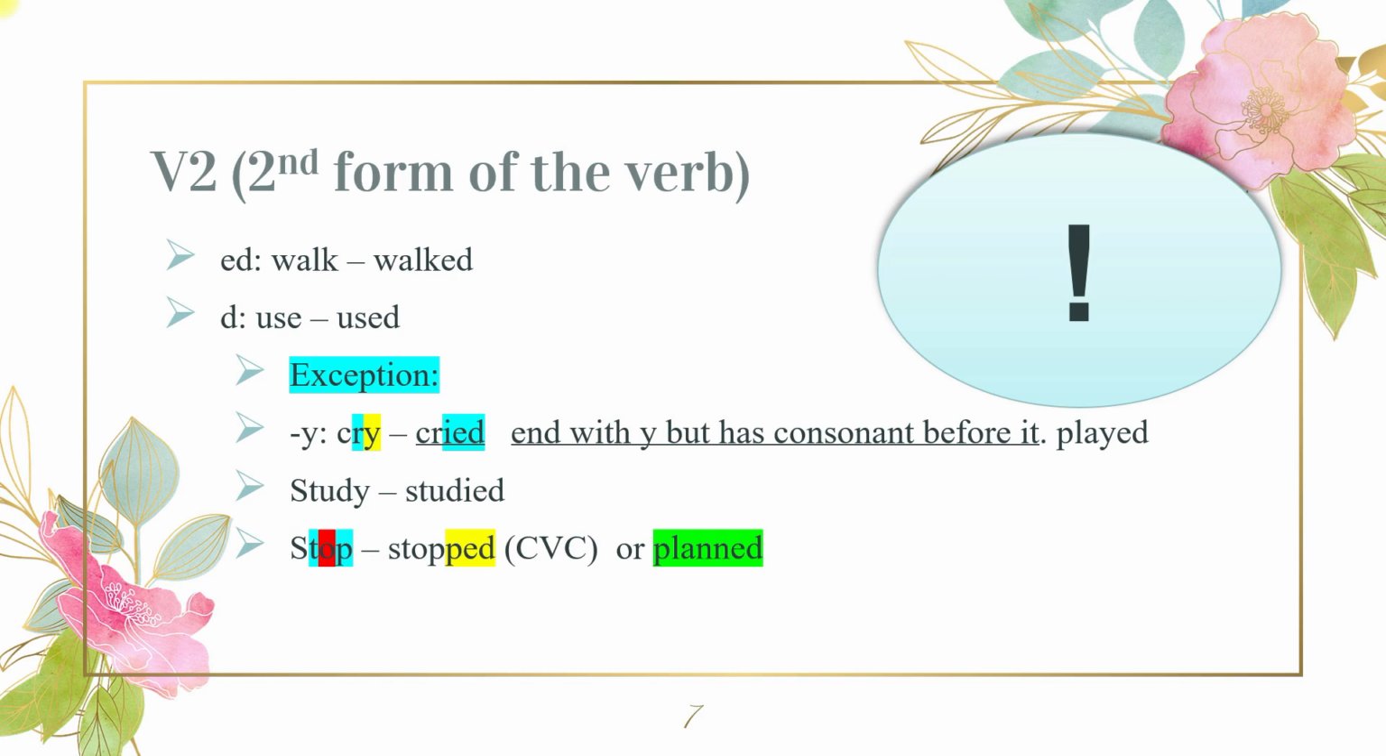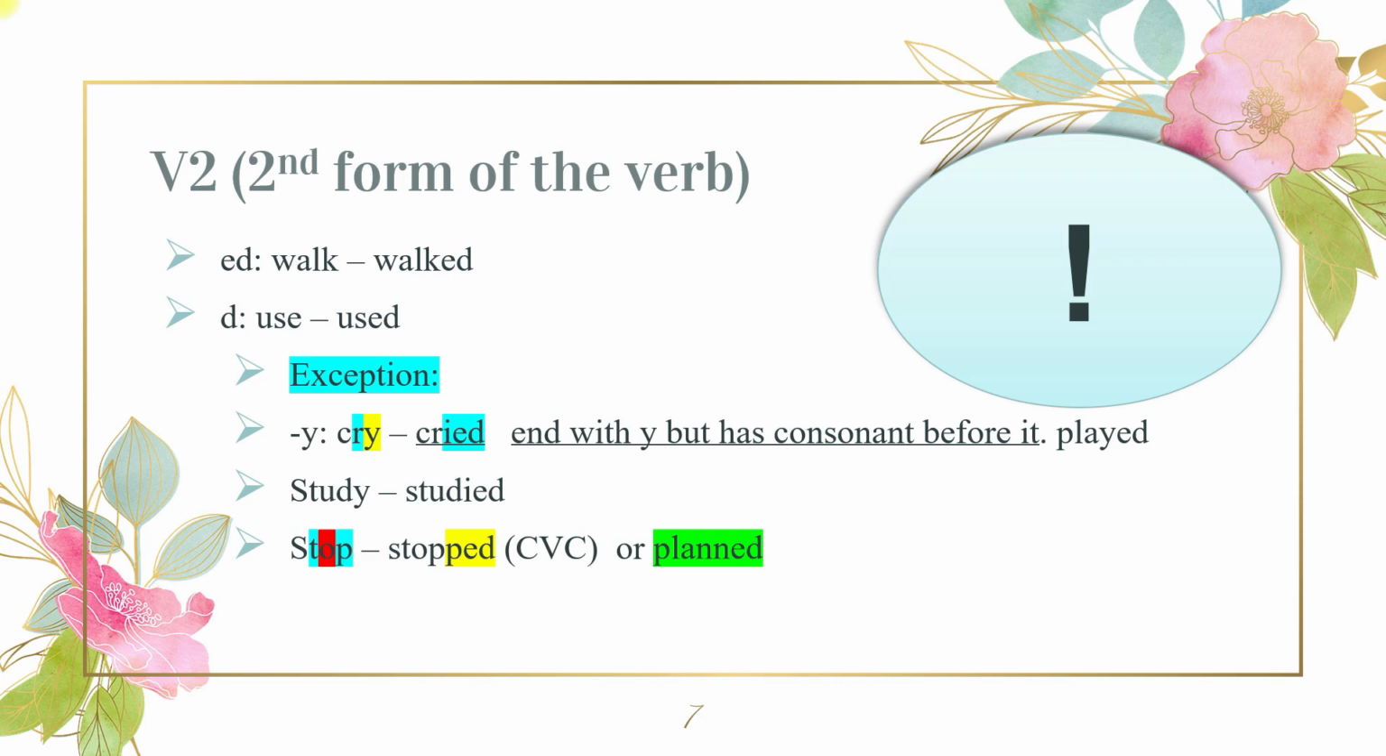But there are some exceptions while we are writing the second form of the verb. For example, the verb cry, which ends with Y, but before Y there is a consonant, which is R. So we simply remove the Y, add I instead of Y, and add ed. The next example is study. Study, we remove the Y, add I instead of Y, and add ed.